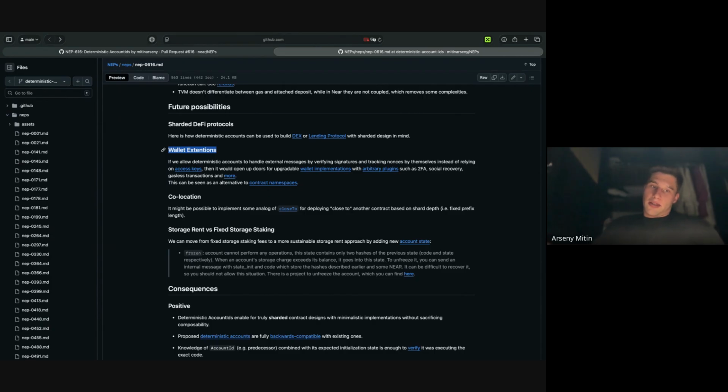But that's how things work in Ton, and they showed really well because they can upgrade these wallet contracts. They can introduce nice features such as social recovery, two-factor authorization, etc. And yeah, I think this is about the composability part. And what else? The colocation.